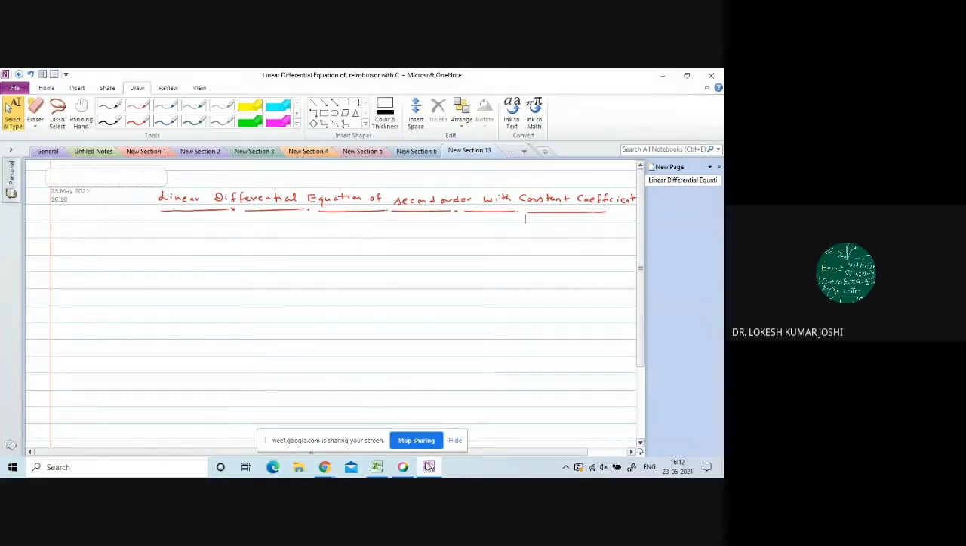Hello, students. Today I am going to discuss linear differential equations of second order with constant coefficient and their solutions. At first, what is the meaning of linear differential equation of second order with constant coefficient? Introduction.